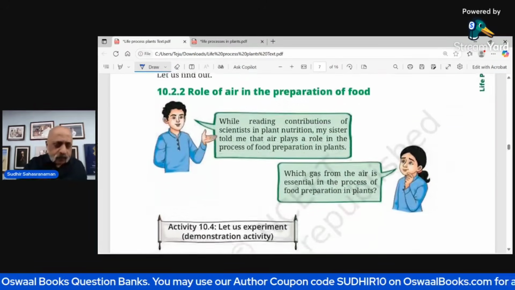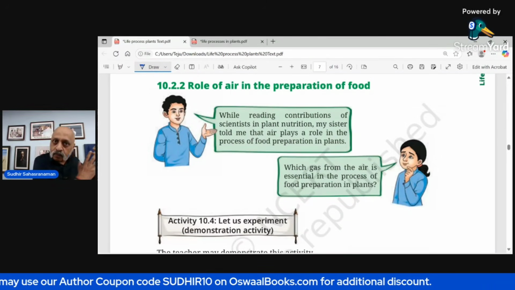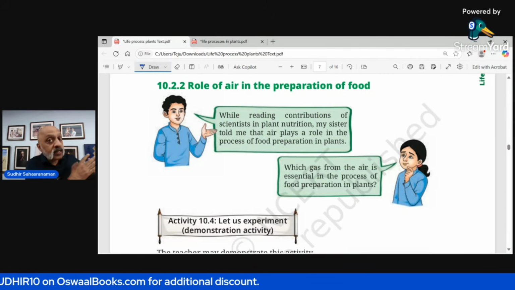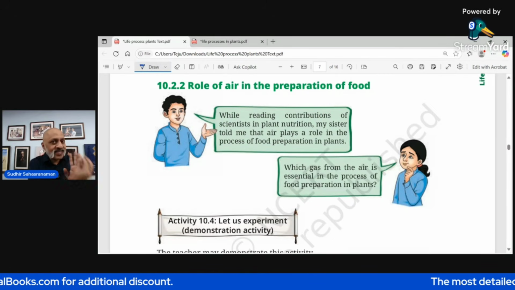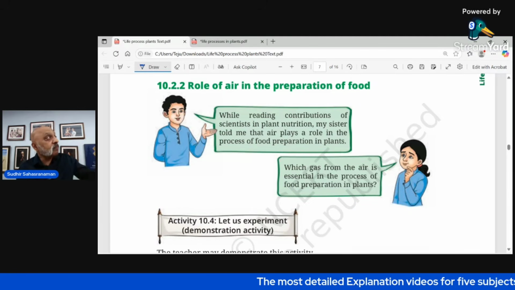Okay. What is the role of air in the preparation of food? We have seen the role of sunlight. We have seen the role of chlorophyll. We have also seen the role of water, because that is absorbed through the roots. What is the role of air? The role of air meaning oxygen.